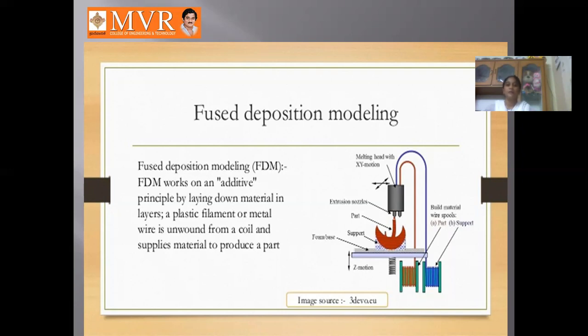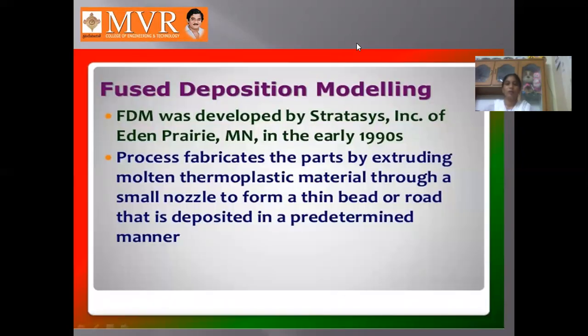This principle uses a plastic filament or a metal wire which is unwound from a coil and supplies material to produce a part. FDM, fused deposition modeling, was developed by Scott Crump in the early 1990s. This process fabricates parts by extruding molten thermoplastic material through a small nozzle to form a deposited layer.